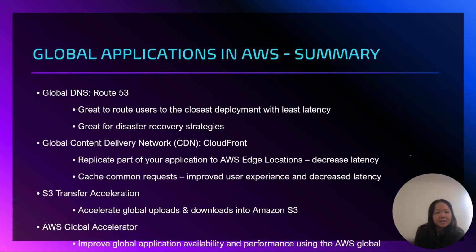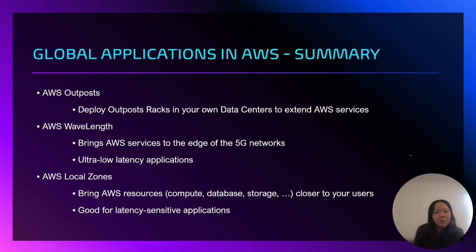S3 Transfer Acceleration accelerates global uploads and downloads into Amazon S3. AWS Global Accelerator improves global application availability and performance using the AWS Global Network. AWS Outposts deploy Outposts racks in your own data center to extend AWS services. AWS Wavelength brings AWS services to the edge of the 5G network for ultra low latency applications. AWS Local Zones bring AWS resources, compute, database, and storage, closer to your users, good for latency sensitive applications.